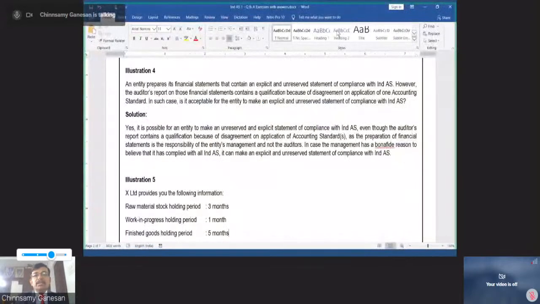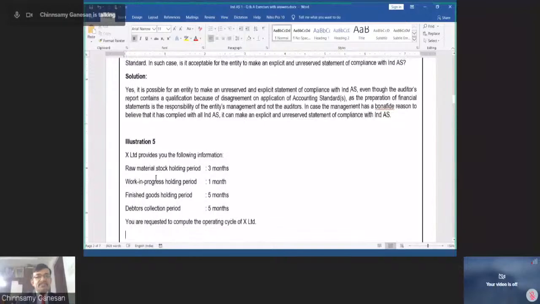You must be able to see this particular Word file, if I'm not wrong. You are able to see that, right? Okay.